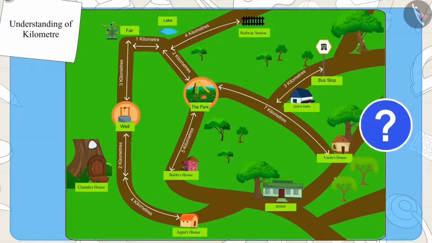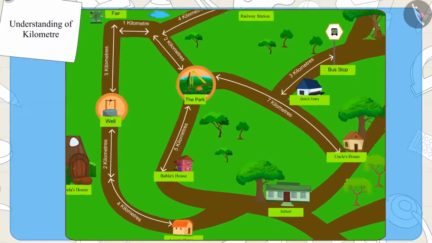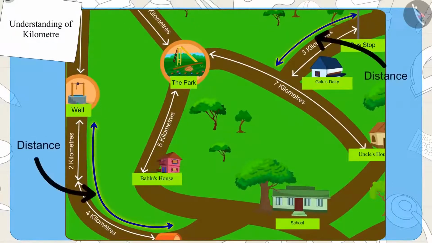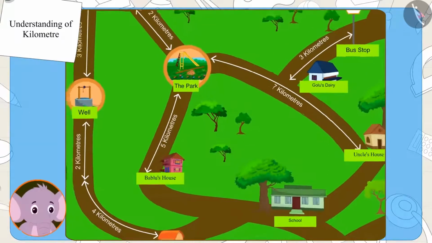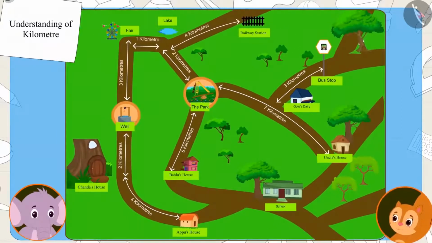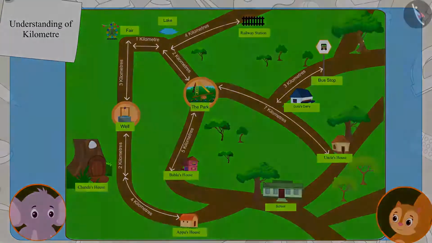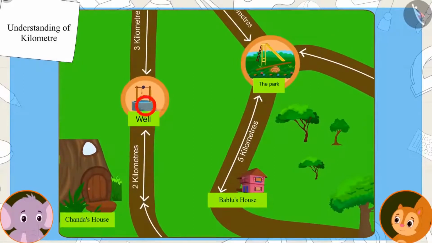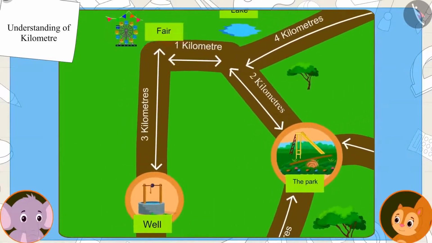Children, have you seen a map before? Maps often include places and distances between them. Come, let's see what else Appu is telling Chanda about this map. Look at this, Chanda. We will start from the well. And first, we will go to the fair.